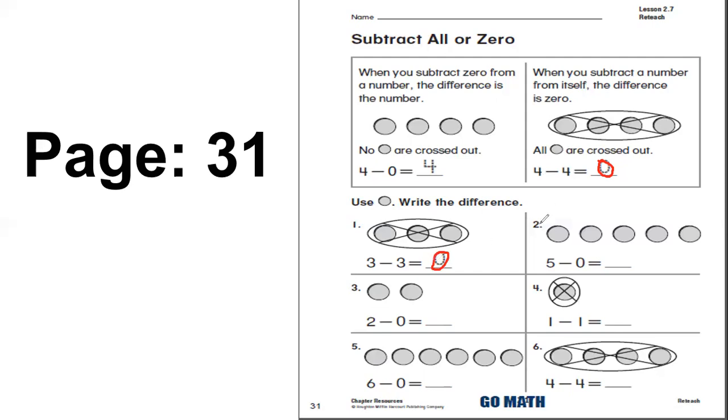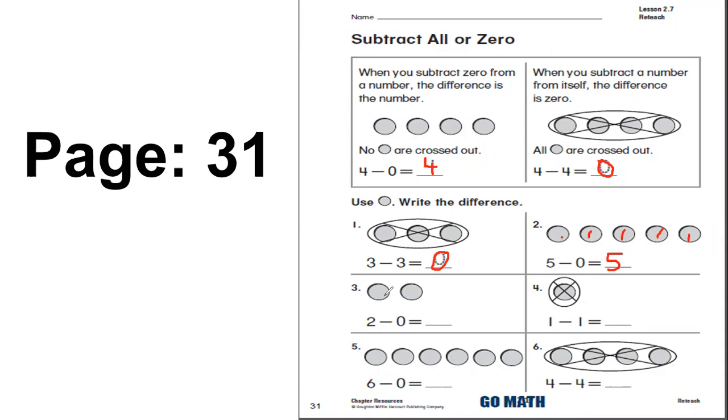Now, question number 2. 5 minus 0. Is any circle crossed out? No. So what will be the answer? 5 minus 0. Yes, very good. Excellent. 5 minus 0. Yes, the number will remain the same. Now look, all the circles are remaining without any crossed out. We have 5 circles. 1, 2, 3, 4, 5. So that gives you 5 minus 0 equals 5.